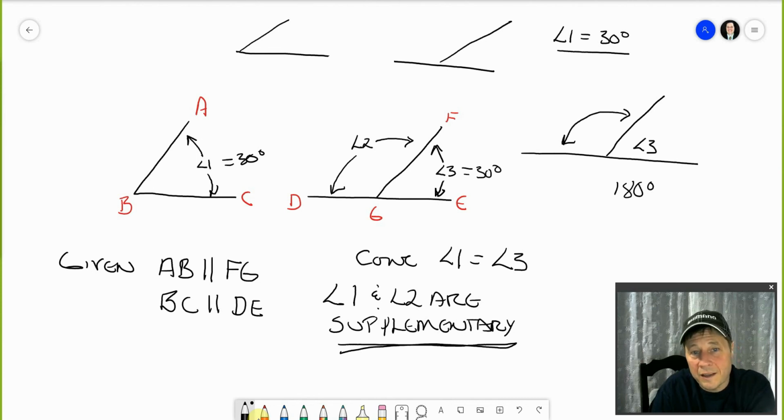Absolutely. I know that a line DE is 180 degrees. So if I subtract the movement of this ray, which is 30 degrees, from 180, I know that angle 2 is 150 degrees. Okay, so I can solve this based on an angle somewhere else, as long as I know what principles apply.